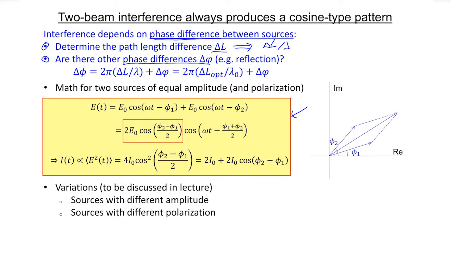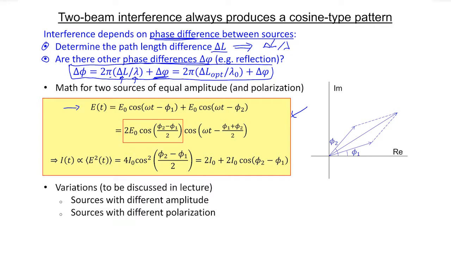In total, the phase difference between the sources that we consider is thus given by the path length difference, delta L divided by lambda, multiplied by 2 pi, because every oscillation you have 2 pi of phase, and possibly with the addition of a phase jump at an interface. So this is the mathematics spelled out more completely.